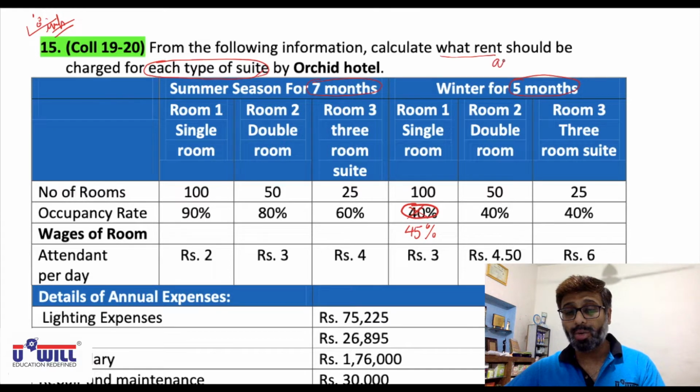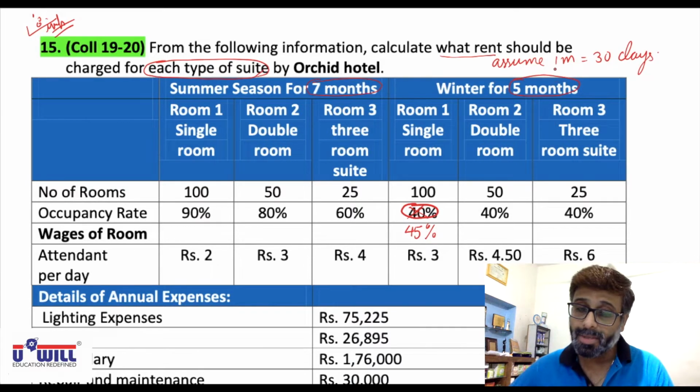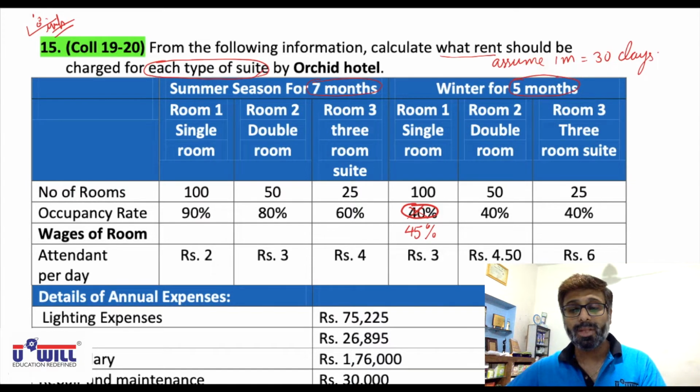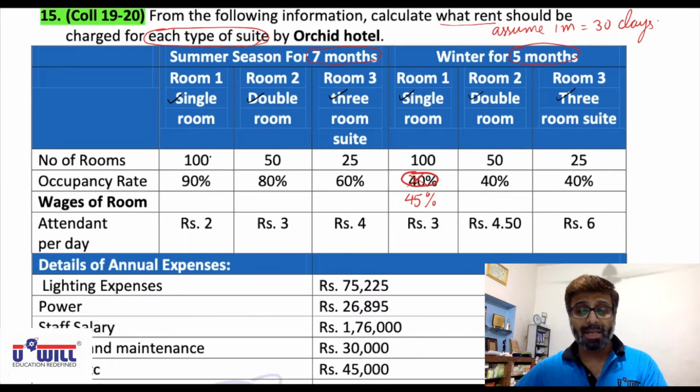First of all, we are going to assume that every month will be of 30 days, like yearly we used to assume 360 days if nothing was given. So same way for every month we'll assume 30 days. Now three types of rooms are there, you all can see. Single room, double room, 3-room suite. Here also single room, double room and 3-room suite. Number of rooms 150 and 25 in both the cases would remain same. Summer or winter season won't affect the number of rooms in the hotel.